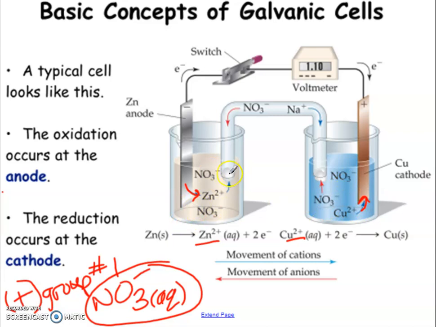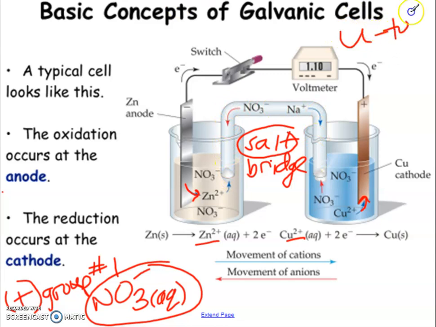Now, let's talk about this centerpiece. This centerpiece is called a salt bridge. The reason it's called a bridge is because it's linking the two half cells together. And it's called a salt bridge because inside this tube, which is called a U-tube, it's filled with a salt solution. Remember, salt just refers to an ionic compound, so you have a solution here that contains ions.